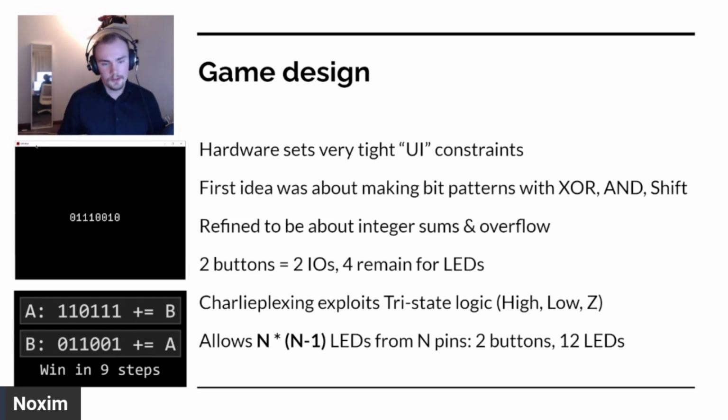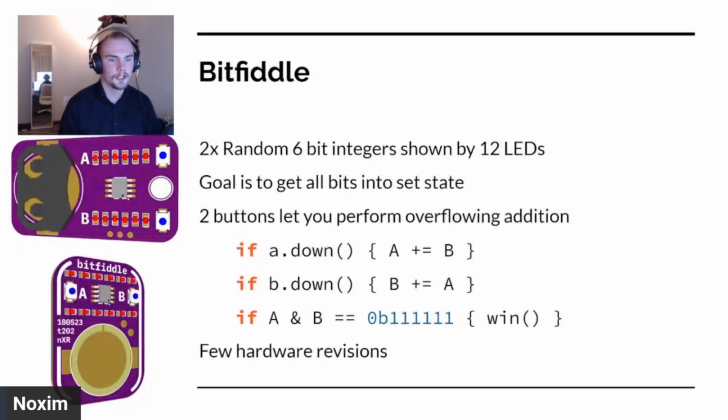So with those 4 remaining pins I was able to control 12 LEDs, which is actually perfect because we had two 6-bit numbers, and 12 LEDs is enough to represent that. I also made a simulator of that. It's on the bottom there. Made it in JavaScript. It took me like another 5 minutes, and played around with that. Figured, okay, this is good. So let's make some hardware.